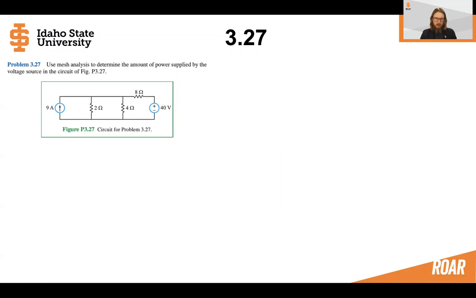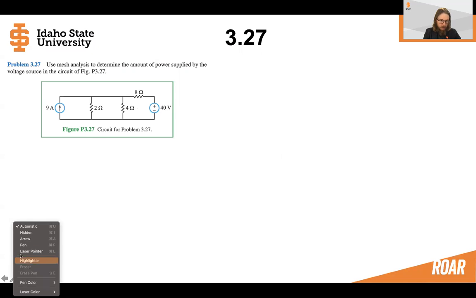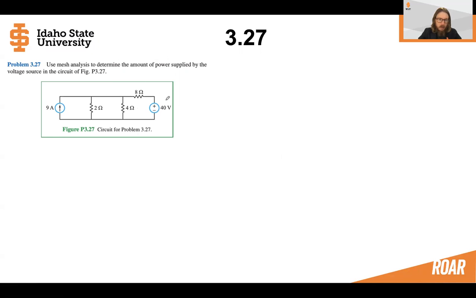This problem says to use mesh analysis to determine the amount of power supplied by the voltage source in this circuit to the rest of the circuit. So we have a voltage source right here, and we want to find the power that it supplies to the rest of this circuit on this side. And we're also supposed to use mesh analysis.